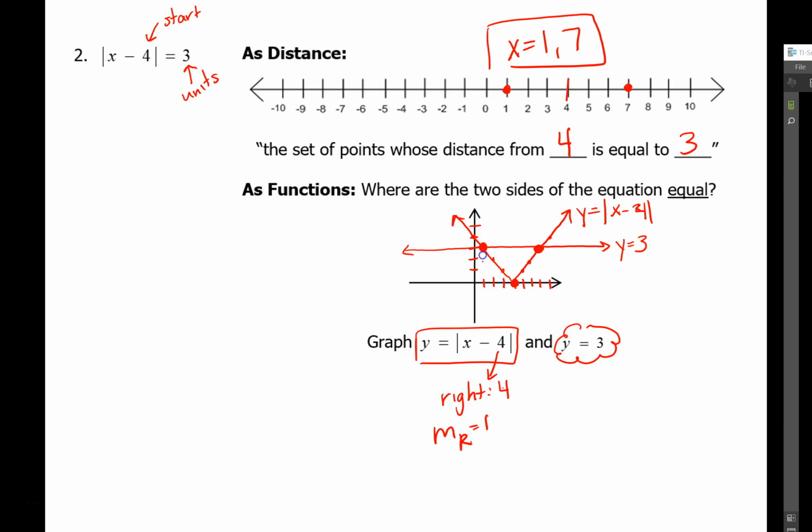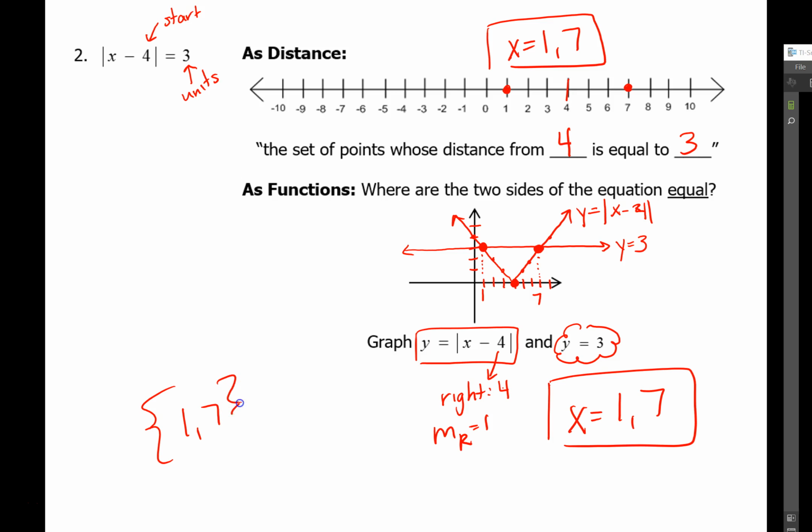And that is happening at 1 and at 7. So again, my solutions are 1 and 7, no matter which way I do it, distance or as a function. And you can write your answer as a solution set of 1 and 7 as well.